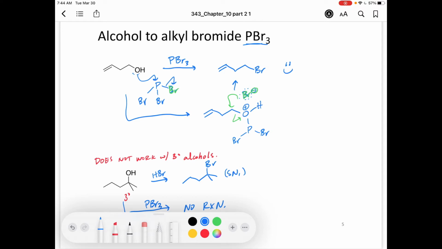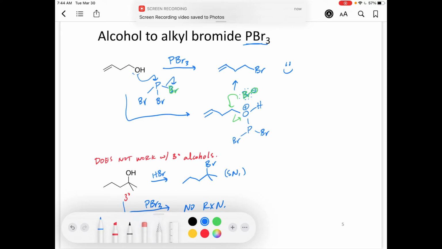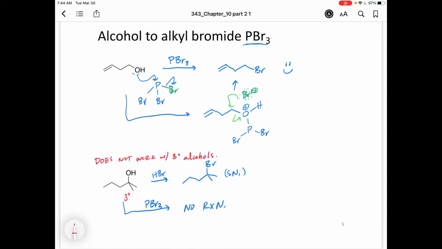Now, the reason that this doesn't work with tertiary alcohols is because notice here in the mechanism, in the first step of our alcohol adding, we're doing this SN2 type addition. So this alcohol is attacking this phosphorus. So if we have a tertiary and it's really bulky, so this alcohol here is very bulky, this would make it a lot worse at trying to attack this huge phosphorus.